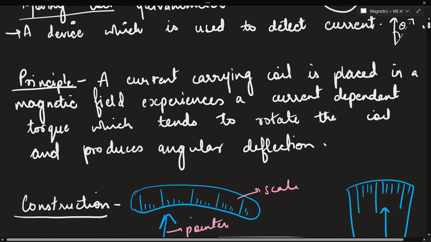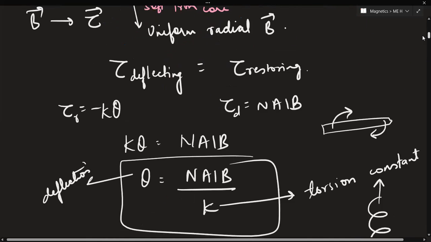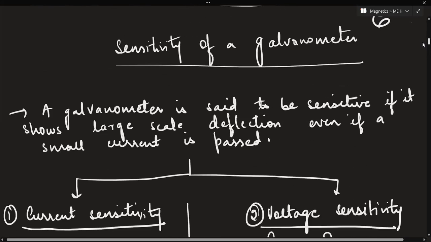The principle of moving coil galvanometer includes that a current carrying coil placed in a magnetic field experiences a current dependent torque. That torque tends to deflect it, and because of that deflection we are able to observe it on the scale or with the help of a pointer, and this is the only part that we are able to observe. So theta, that was the deflection, came out to be NAIB divided by K, where N was the number of turns, A was area, I was the current flowing, B is the magnetic field, and K is the torsion constant. Torsion constant will be provided to you.